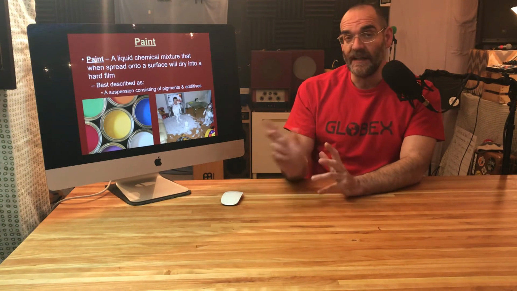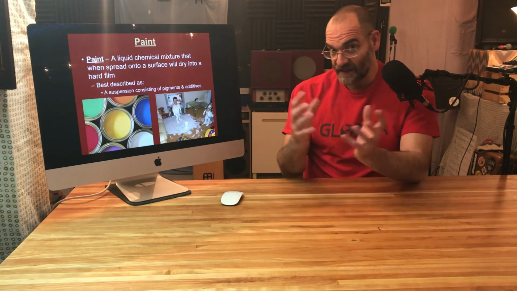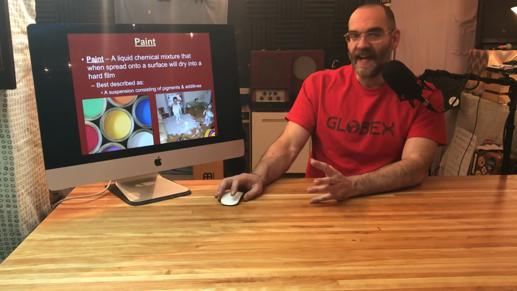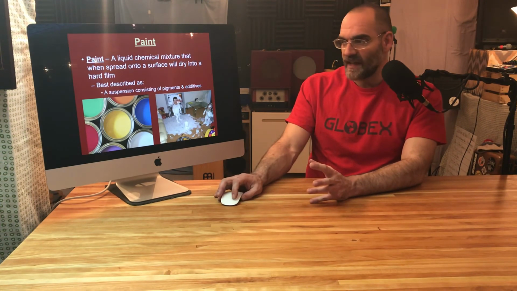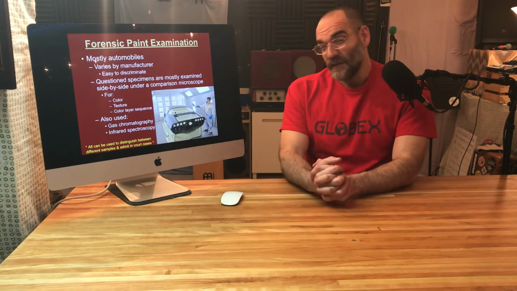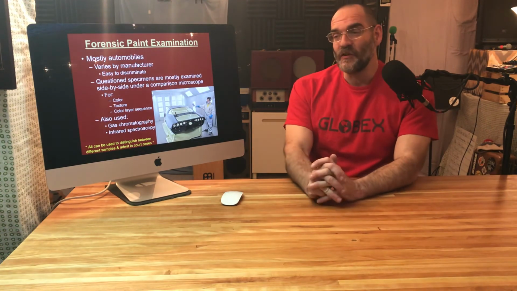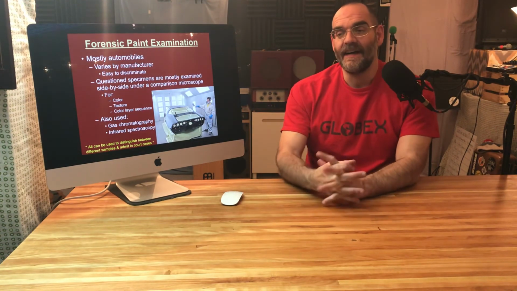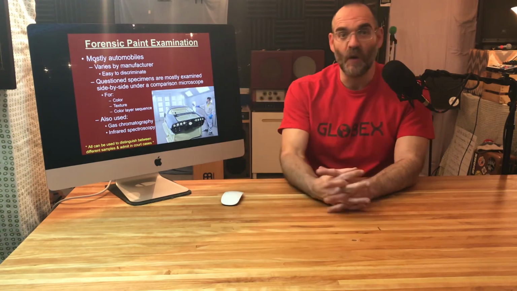Last section in your physical properties is the paint section. Paint is a liquid, right? Dries onto a surface. It is just a suspension, right? It's a liquid suspension of all kinds of particles, pigments, additives, and it dries solid. As far as paint is concerned in forensic cases, it is almost always automotive.